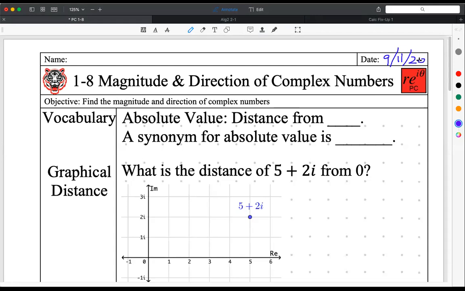Find the magnitude and direction of complex numbers. All right. There it is. So, vocab, absolute value. You guys have seen this before, hopefully in like 8th or 7th grade, but it's the same definition that we're going to be talking about. Distance from what? It's from a certain number. Distance from 5, distance from 7, distance from... Yeah, Elliot? From 0? From 0, yeah. Our distance from 0, okay.